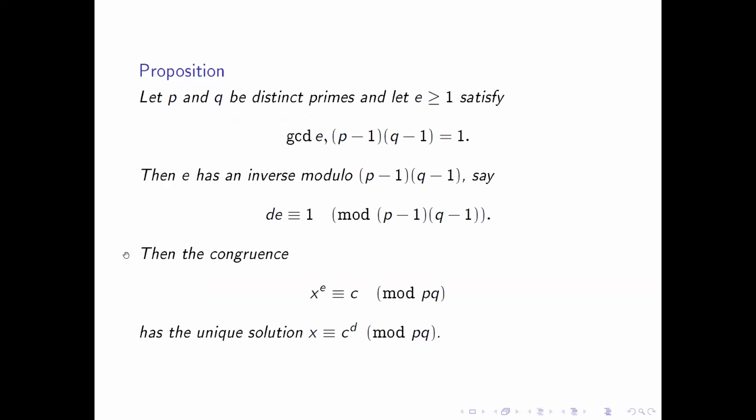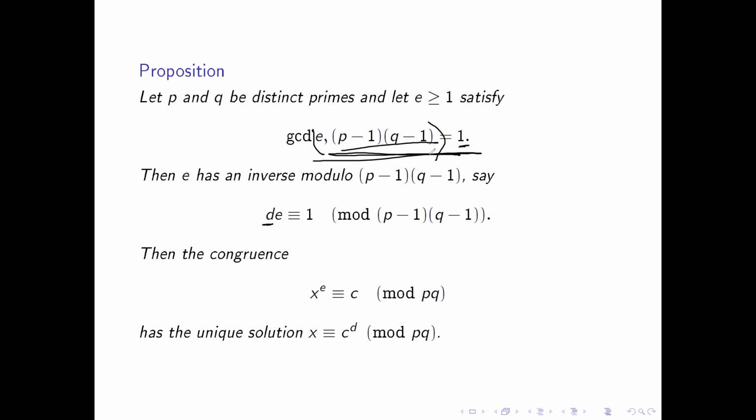Now we have another proposition that goes along with this. Propositions are like mini theorems. Let p and q be distinct primes and let e be any number greater than or equal to 1 such that the greatest common divisor of e and the product of p minus 1 and q minus 1 is equal to 1. That means they're relatively prime, so e has an inverse. We're going to call that d. Because of the earlier result, if their greatest common divisor is 1, then e has an inverse mod whatever it's relatively prime to.